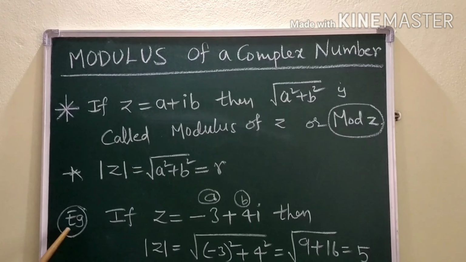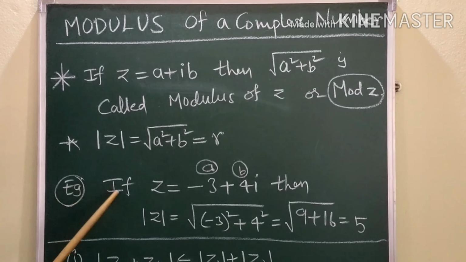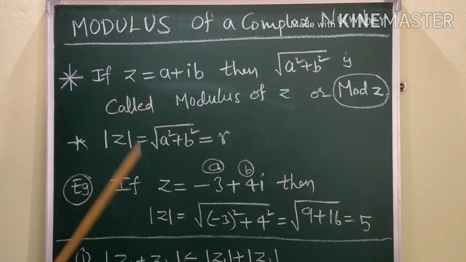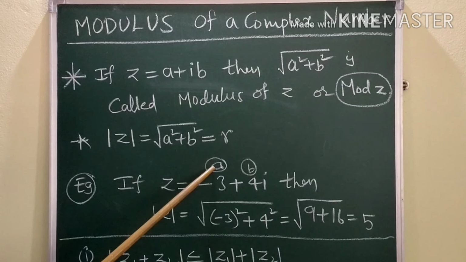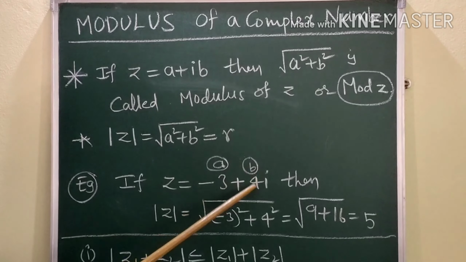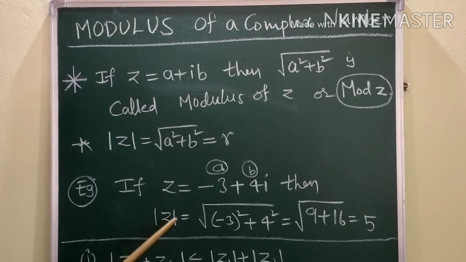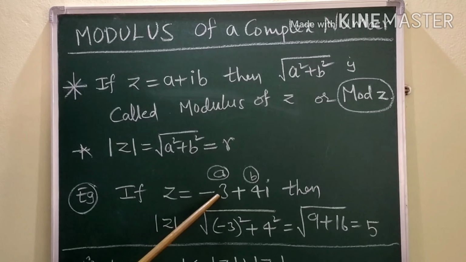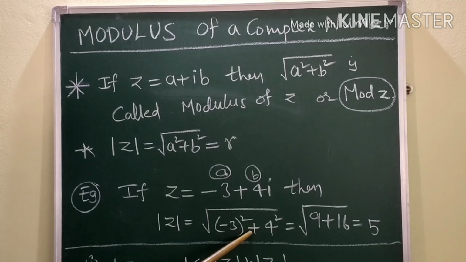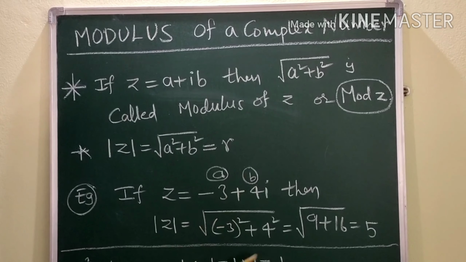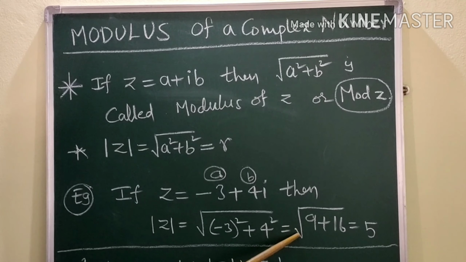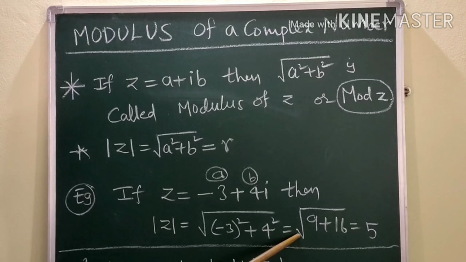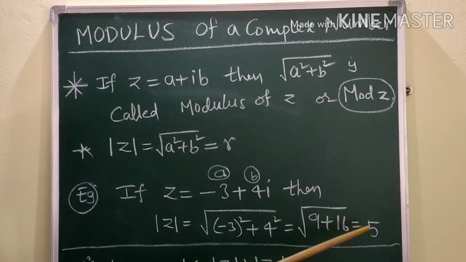Now let us see an example. If z is equal to minus 3 plus 4i, here a is equal to minus 3, b is equal to 4, then mod z is equal to under root a square, means minus 3 whole square, plus b square, means 4 square, that is equal to under root 9 plus 16, root 25, which is equal to 5.